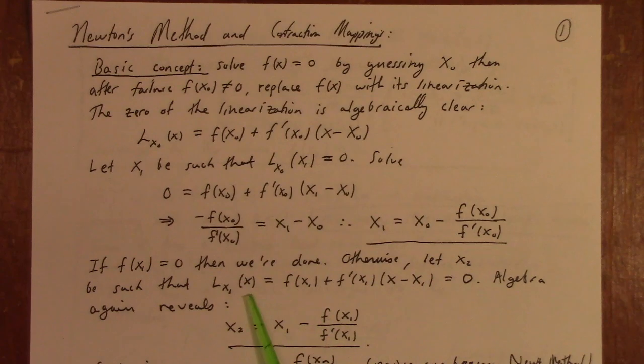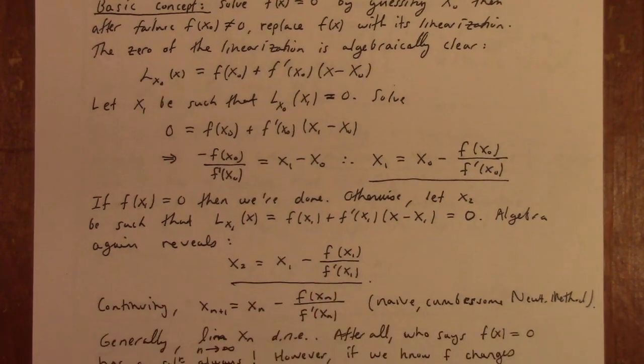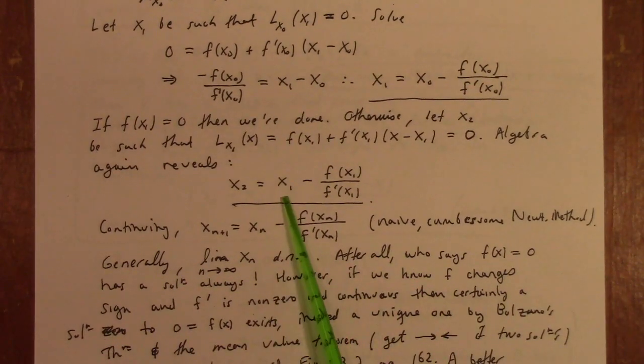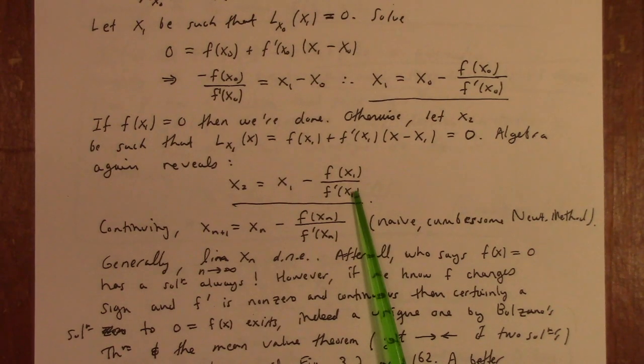Otherwise, we let x2 be the solution to the linearization at x1. And you do the same algebra, and out pops x2 equals x1 minus f of x1 over f prime of x1. Well, this seems a lot like what we were just doing with contraction mappings, doesn't it? I mean, that's historically the opposite of the situation, right? Newton's method came first, and it was people thinking probably about Newton's method and other related methods that eventually led Banach and so forth to find that theorem in the way they did.